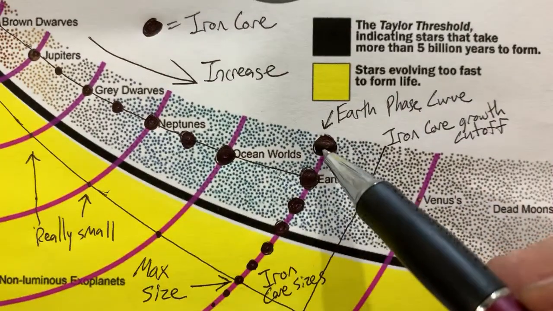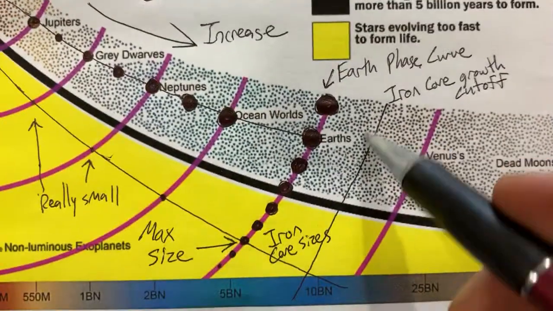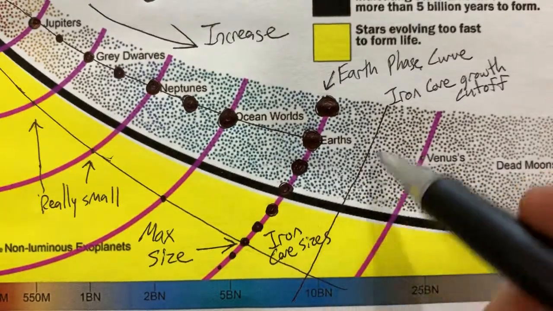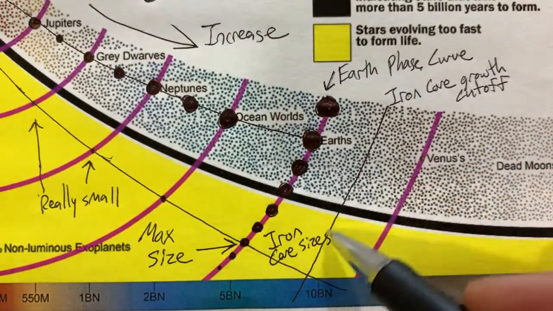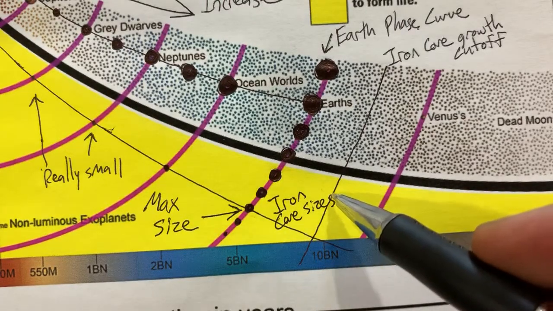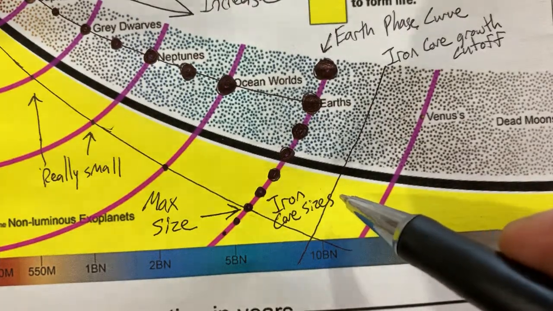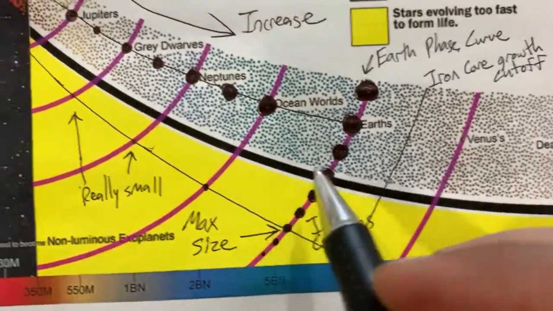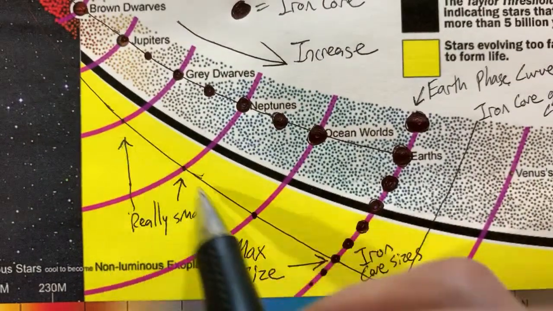But iron core growth cutoff at about right there. But of course, this could probably slope out a little bit more, a little less.